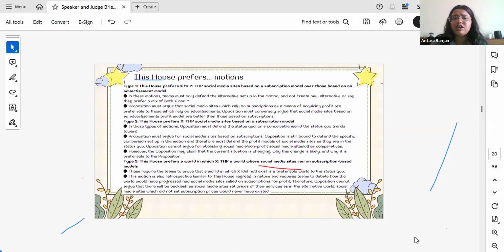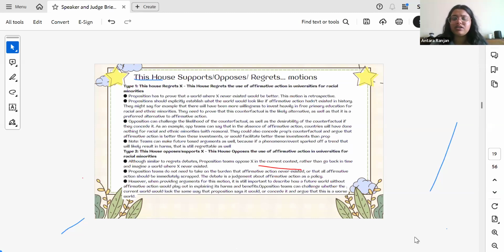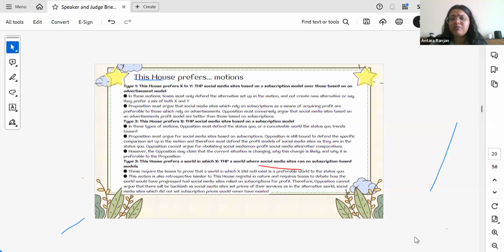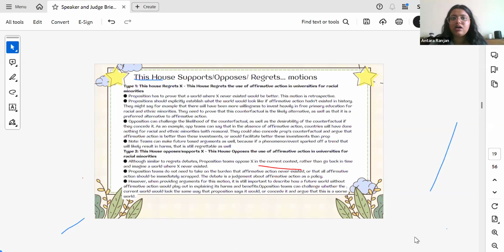Then you have this house prefers a world in which X happens. This house prefers a world in which X happens is about what this policy should look like. And also, this is something that has happened from the beginning. So it's a retrospective motion, right? It's always been like this.